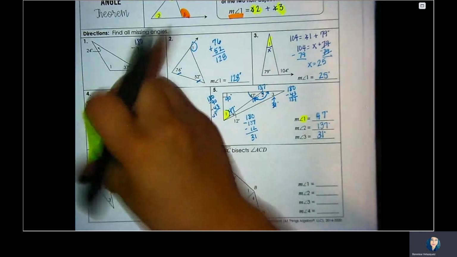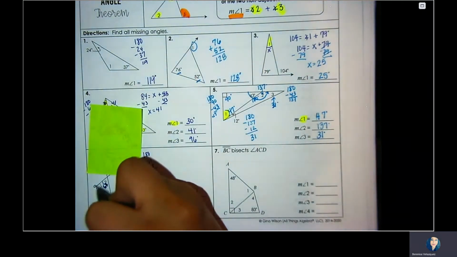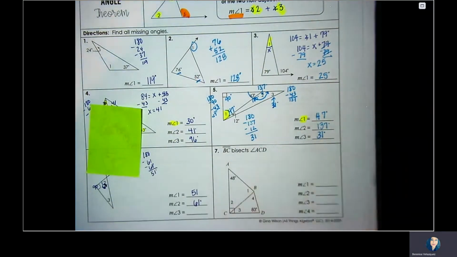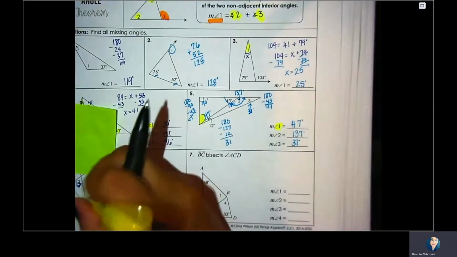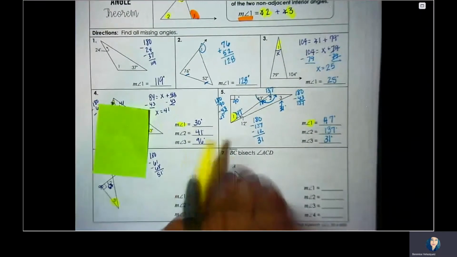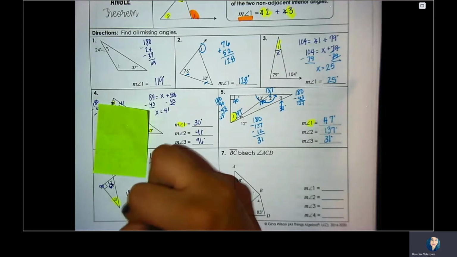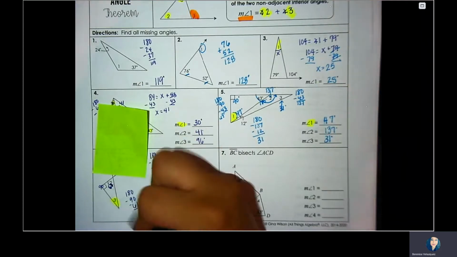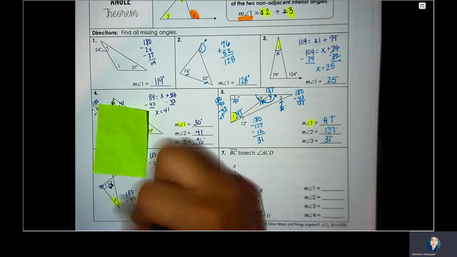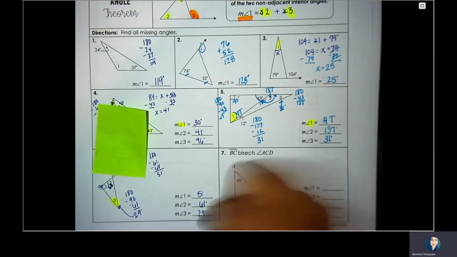And then this is actually a pretty simple one compared to the other ones. So this is 61, this is 90, and you need angle 3. So angle 3 is missing. To get angle 3, just the way we did the top one, you're going to take 180 minus 90 minus 61. Subtract those out, you get 29. So that's 29 degrees, and that's it.